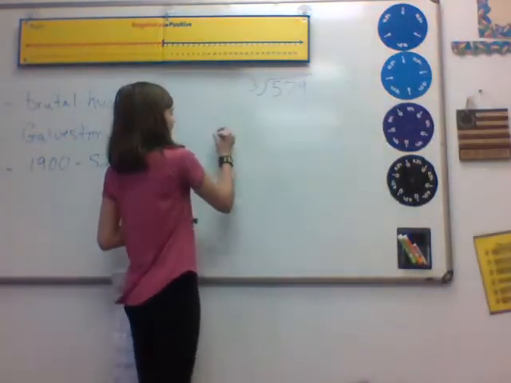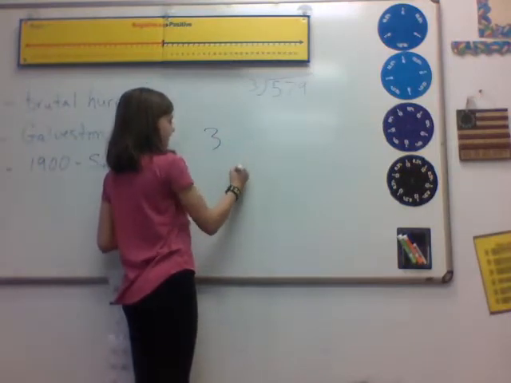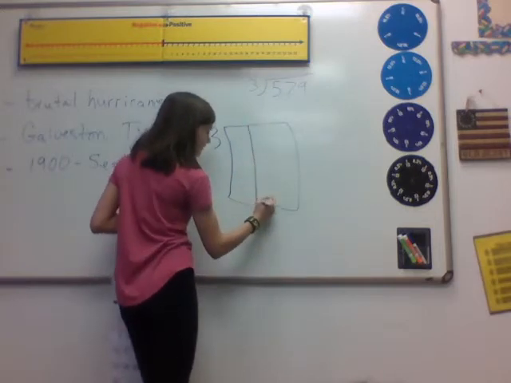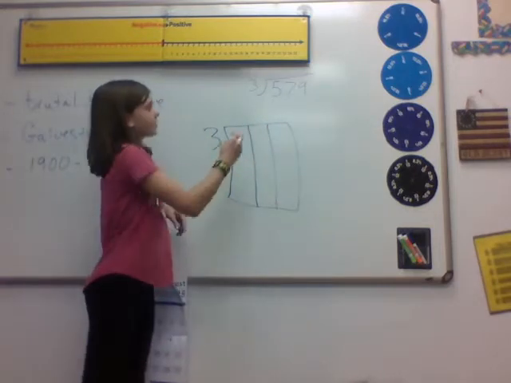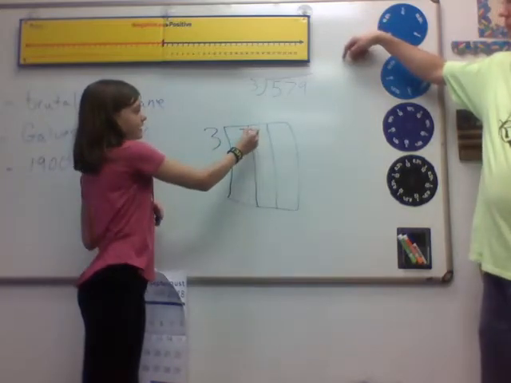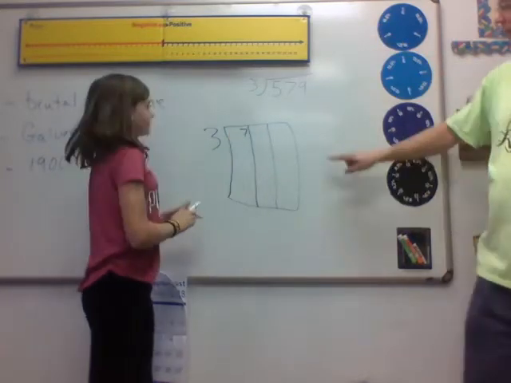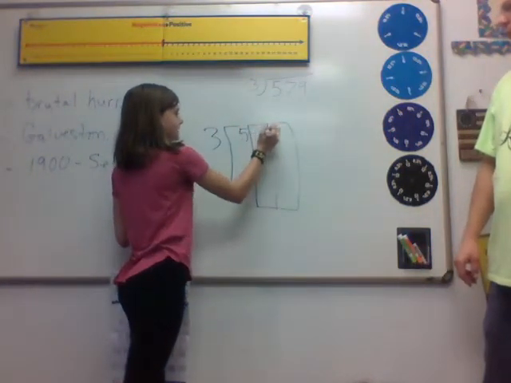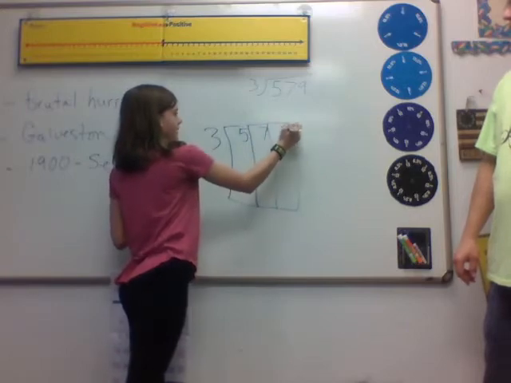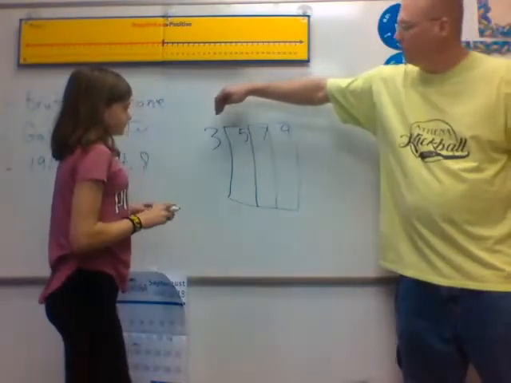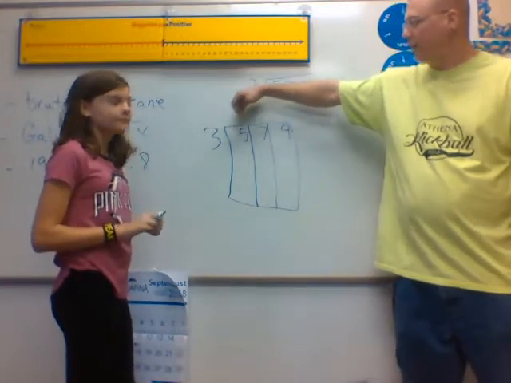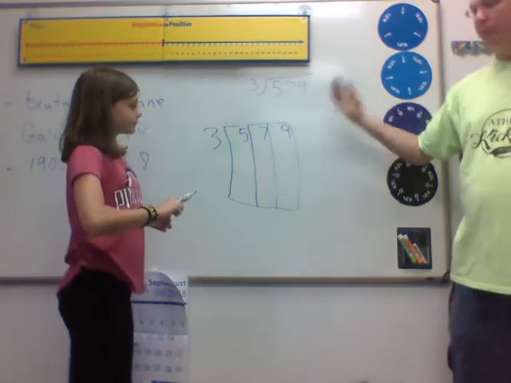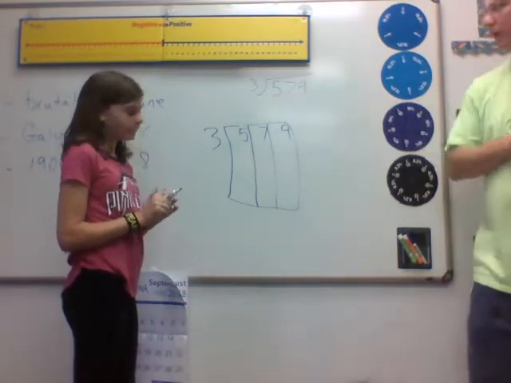So go ahead. You take 3 right there, make your box, and you're going to put 5 right here, 7 right here, and 9 right here. So we've set up our columns. We have our divisor out here. We have our dividend in here, and it's set up in columns just like it normally would be if we worked it out up here, but they're pre-set up. Okay, go ahead and show us what you're doing.